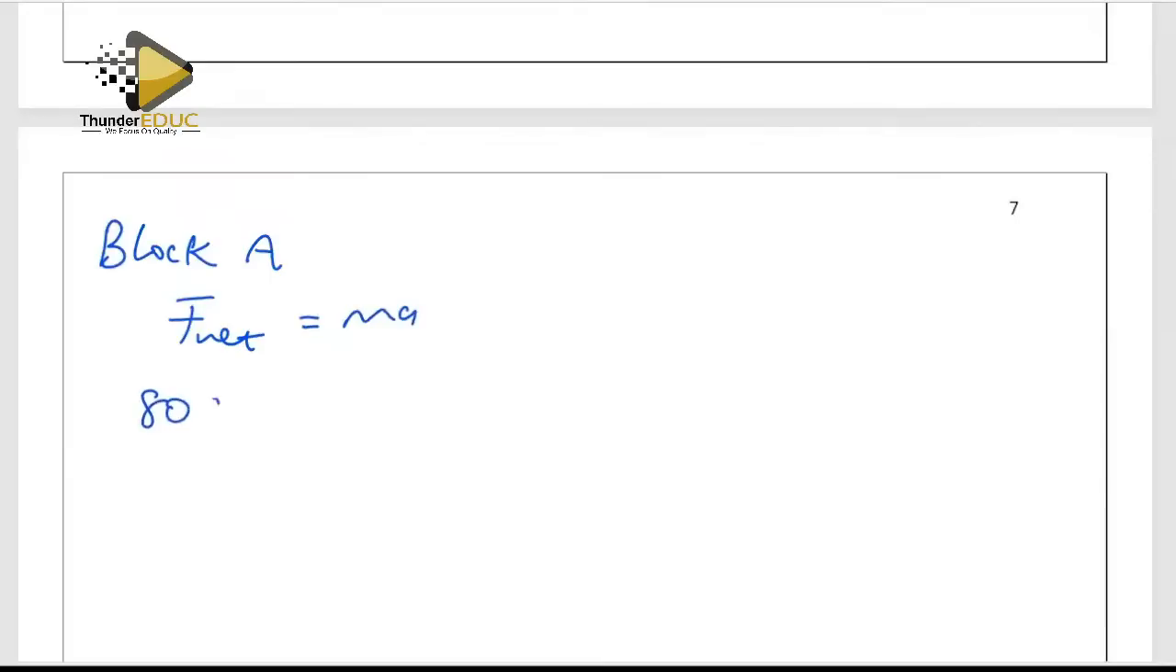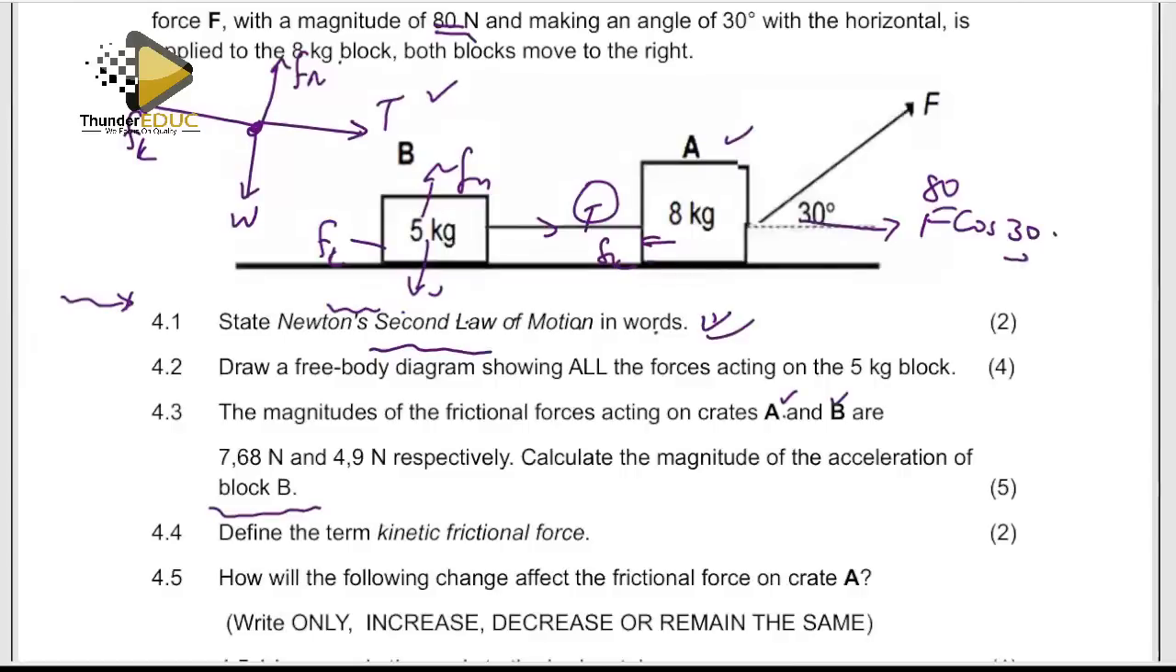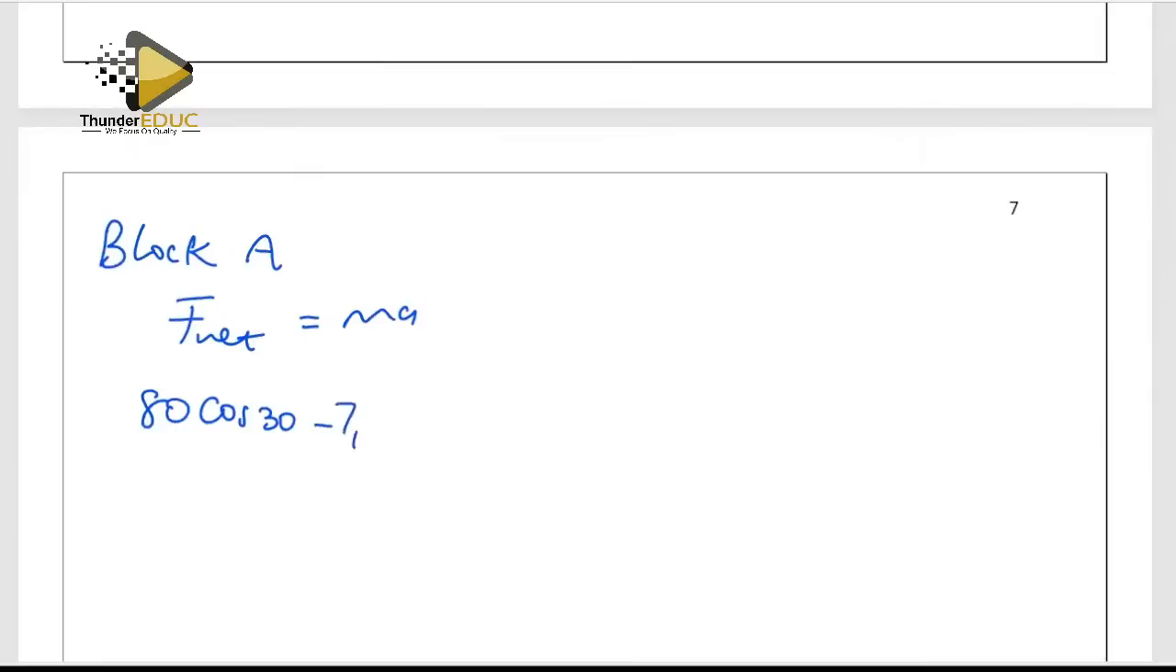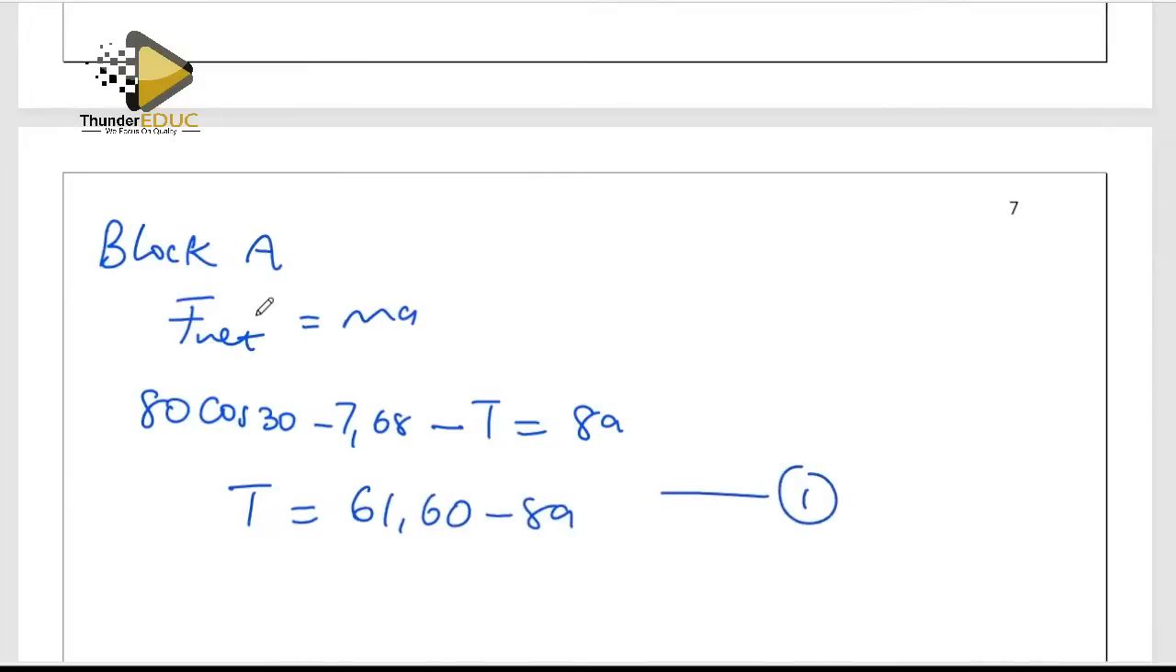So it's saying 80 cos of 30 minus the frictional force. So friction for A is 7.68. We are subtracting the tension, which we don't know, should give us the mass of A, which is 8, and then the acceleration. Okay, so this is what I'm getting. Then when I simplify and make T the subject, moving everything to that side, I'm going to end up with T = 61.60 minus 8a. Let's call that equation 1.